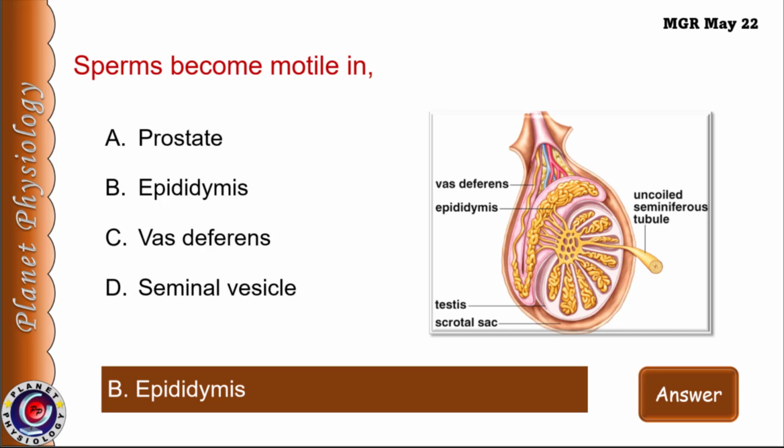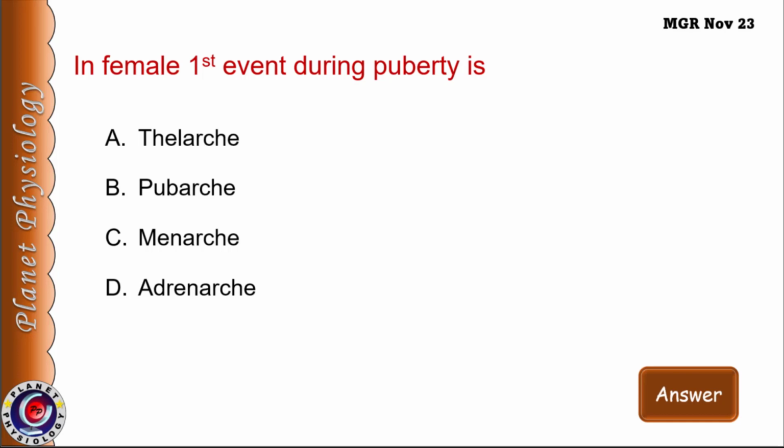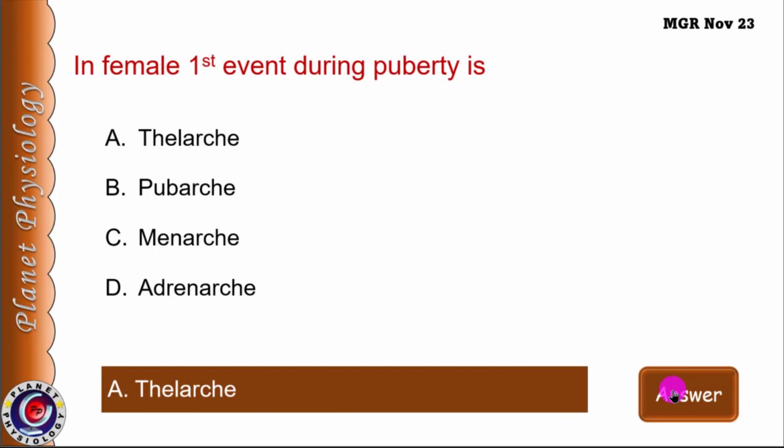Okay, now let's study the questions related to female reproductive system. In female, first event during puberty is A. Thelarchy, B. Pubarchy, C. Menarche, and D. Adenarche. And the correct answer is option A. Thelarchy, that is development of breast. It is then followed by pubarchy, the development of axillary and pubic hairs, which is under the influence of adenarche, and then the final stage is menarche.